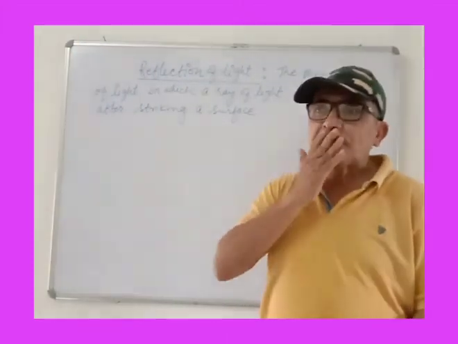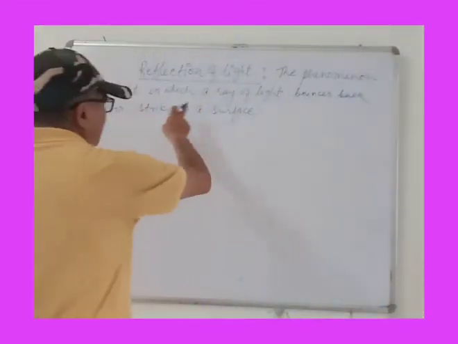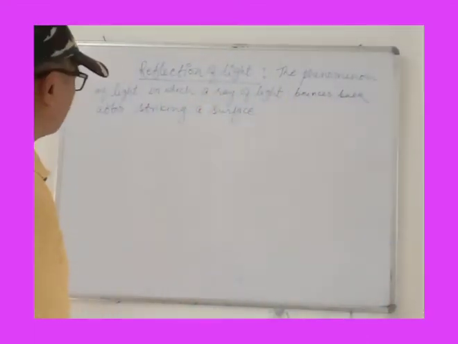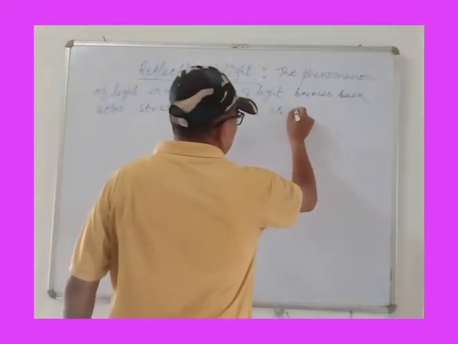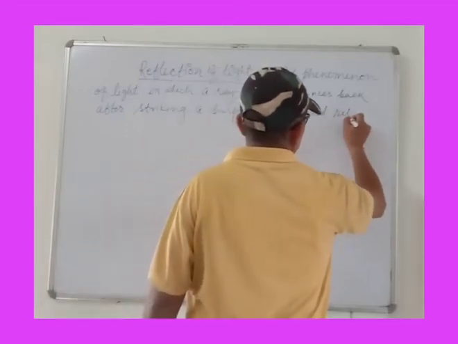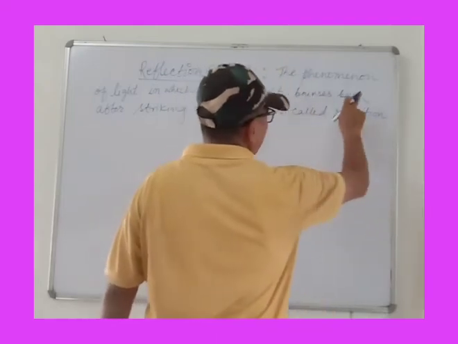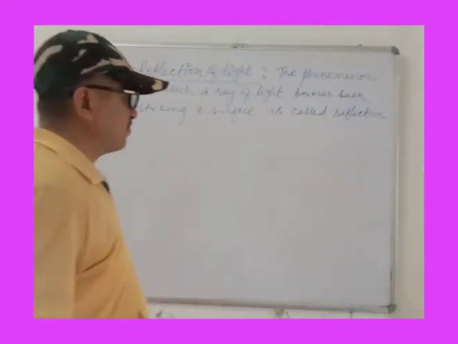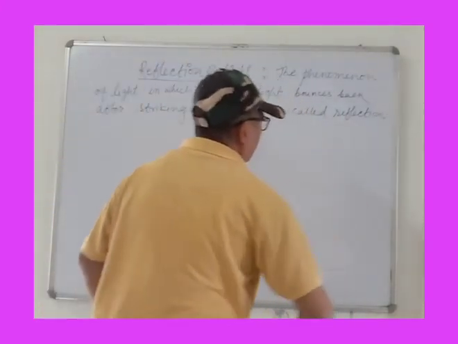Okay, so this is the phenomenon. The phenomenon of light in which a ray of light bounces back after striking a surface is called reflection. When we talk about bounces back, it means same medium. It's called reflection. Okay.